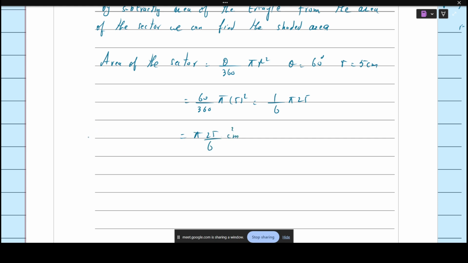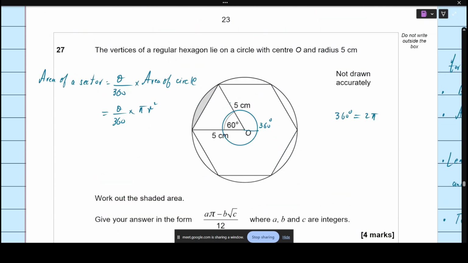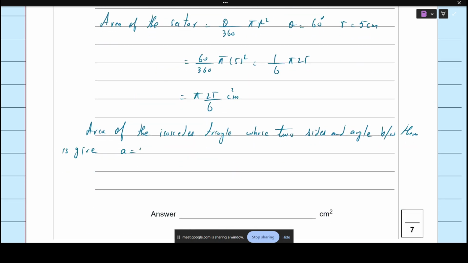Now we need to look at the area of the triangle, where two sides and the angle between them are given. The two sides are actually the radii. So if I say the first radius is A and the other is side B, then A is equal to 5, B is equal to 5, and the angle theta in between them is equal to 60 degrees.